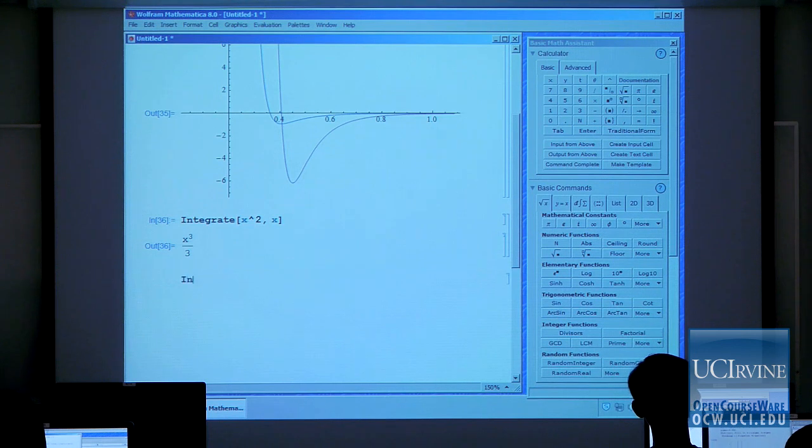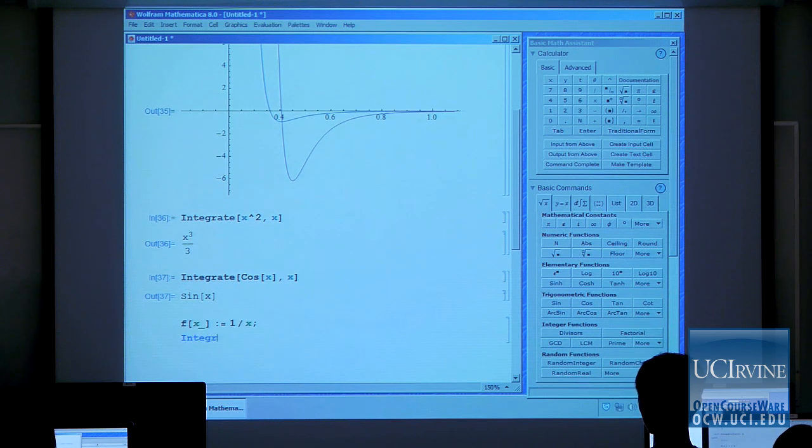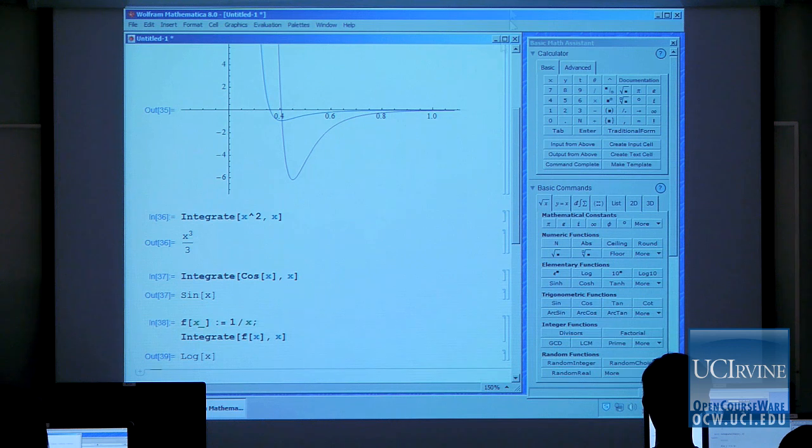Okay, what if we want to integrate a trigonometric function like cosine of x? What should we get? Did I hear a sine? Sine. Okay, so far not very impressive, right? We can define a function and then put it in. So I can say f of x underscore colon equals 1 over x. Then I can say integrate f of x, x. All right, so we get the familiar log x.